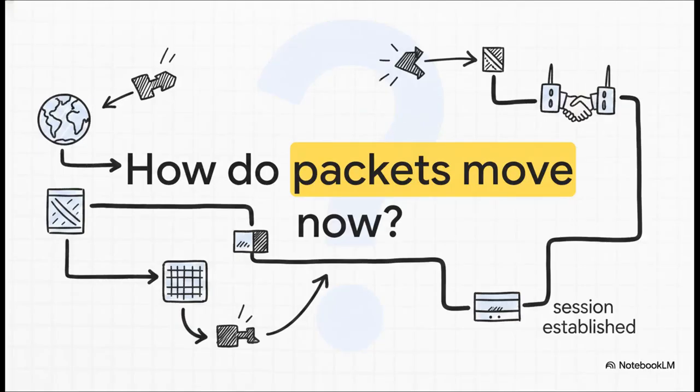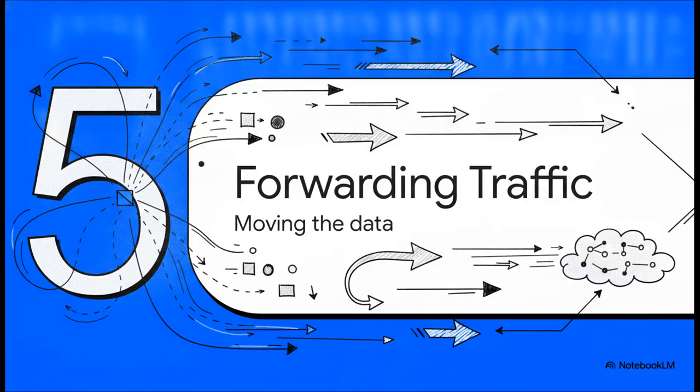So, with the routing tables officially updated, the maps completely exchanged, and the session fully established, we finally arrive at the most important question for any network. How do packets actually move now? Well, it's time to put our newly minted routing paths to the test. Let's move to Section 5, Forwarding Traffic.